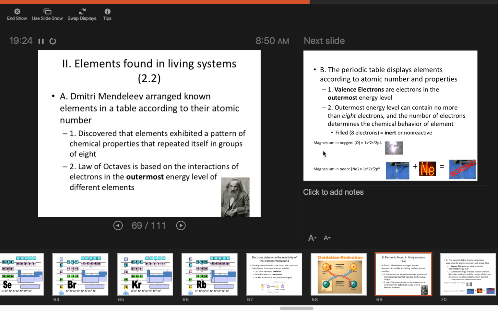So the negative ones are more reactive than the plus ones? Oh, I wouldn't say more reactive. These are the most reactive metals. Oh. These are the most reactive non-metals. Makes sense.